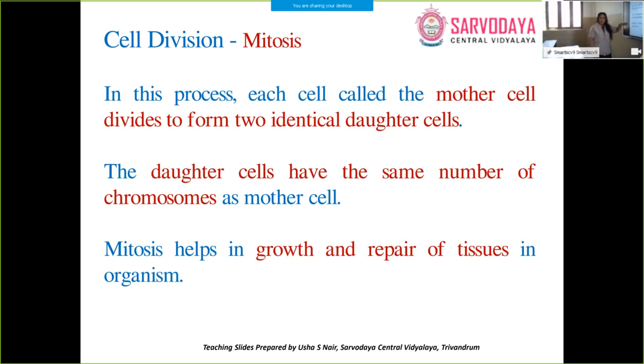I think this is not that difficult. The mother cell divides into two identical daughter cells, and the daughter cells will get the same number of chromosomes as the mother cell. That's important, you have to know. And what is the function of mitosis? It helps in the growth and repair of tissues in the organism.